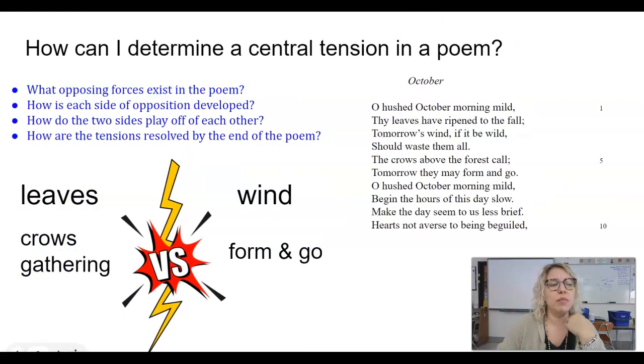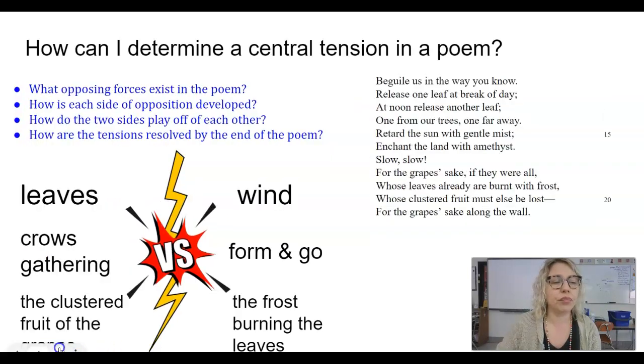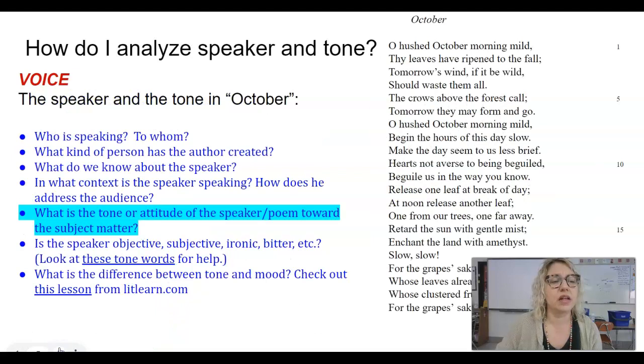All right, so we might say that the central tension in October is the wasting of fall and the desire to prolong the good versus the coming of the bad, the winter. All right, let's move on to the next.